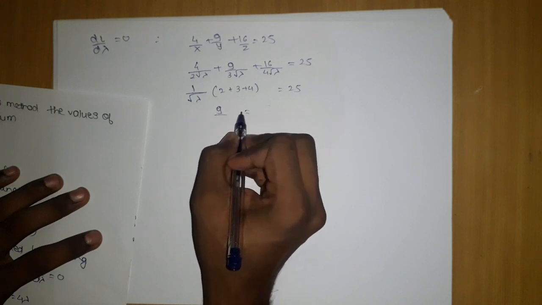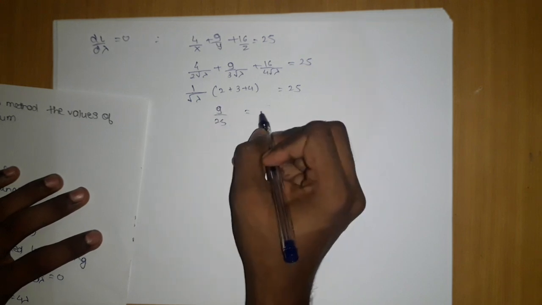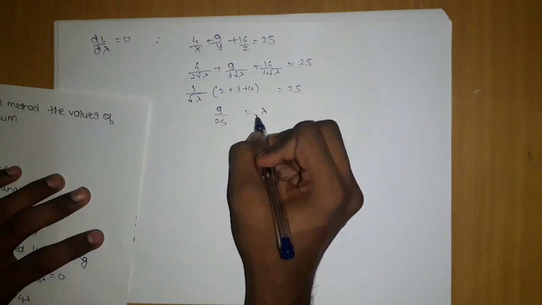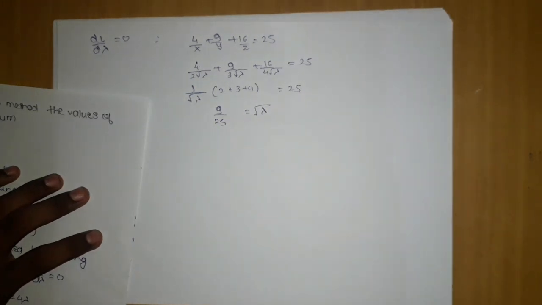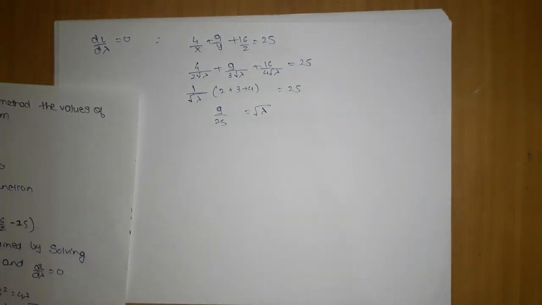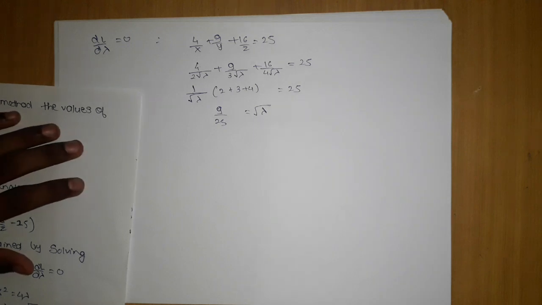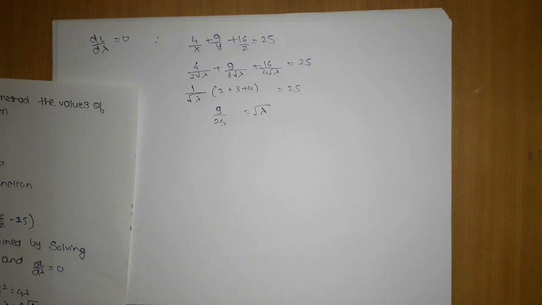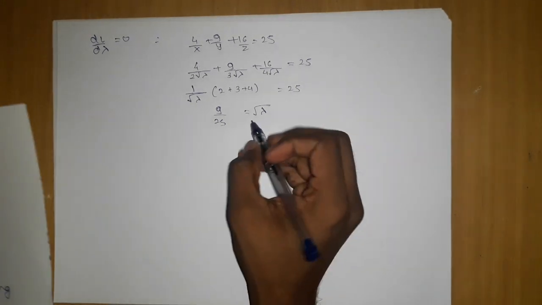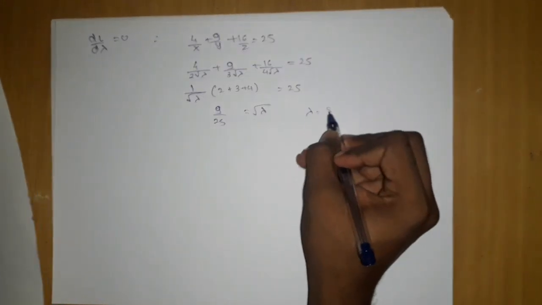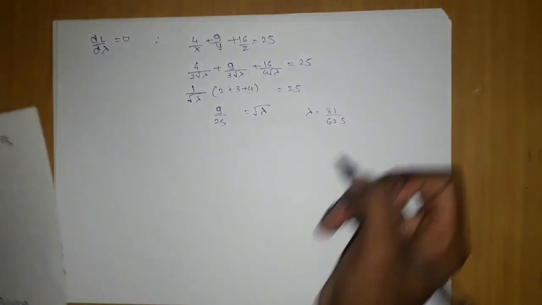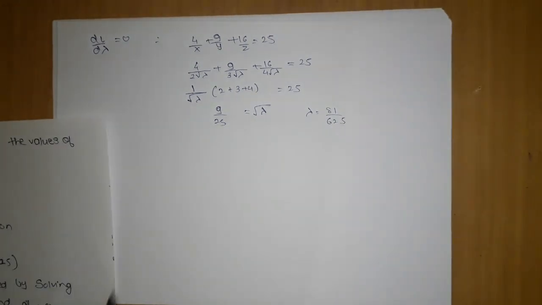9 by 25 should be equal to under root lambda. If I move it here, what I can see is this will become 9 square by 25 square, which will be what? So we are getting lambda equals 81 by 625. So our next job is to get the x, y and z values.